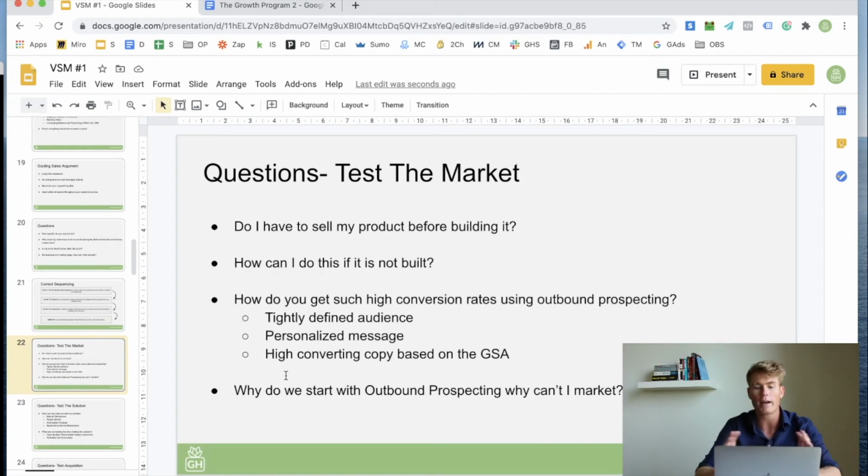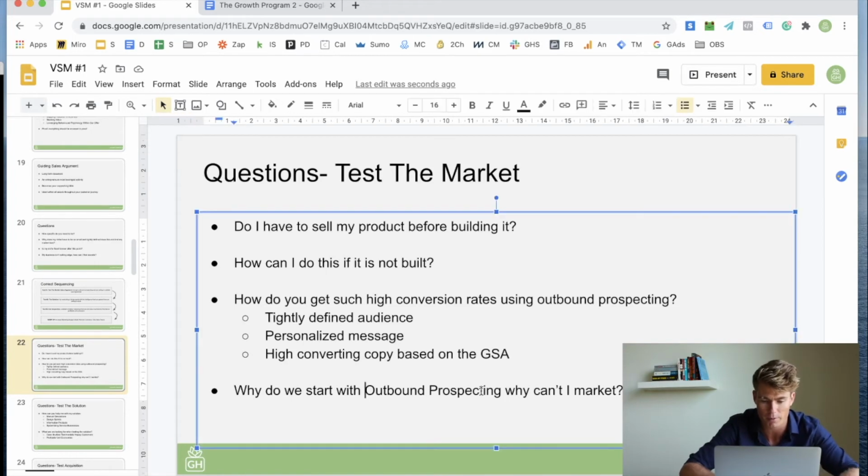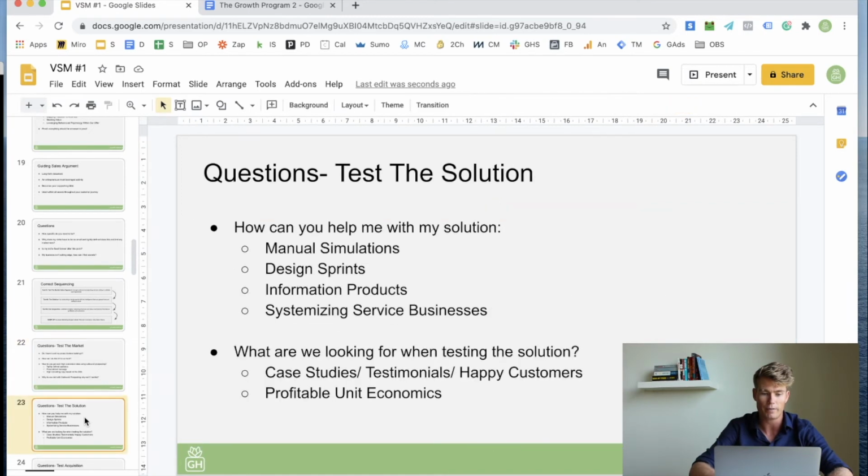Next up, why do we start with outbound prospecting? Why can't we do marketing? Well, the reason is that we don't want to spend money at this stage on marketing. Okay, we want to validate as low cost as possible, so that we save as much money as we can to get those first sales. What we don't want to do is burn thousands on marketing to realize that we won't sell, because then we've dug into our budget, and if we do that too many times, we can run out of cash. Okay, so that is why we start with outbound prospecting, because it is high conversion if you do it correctly, and it is free.